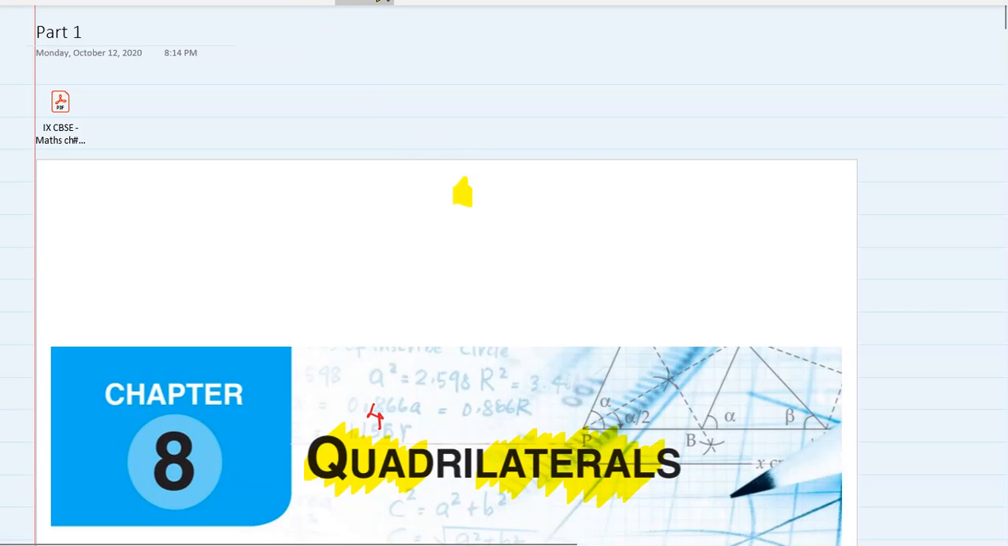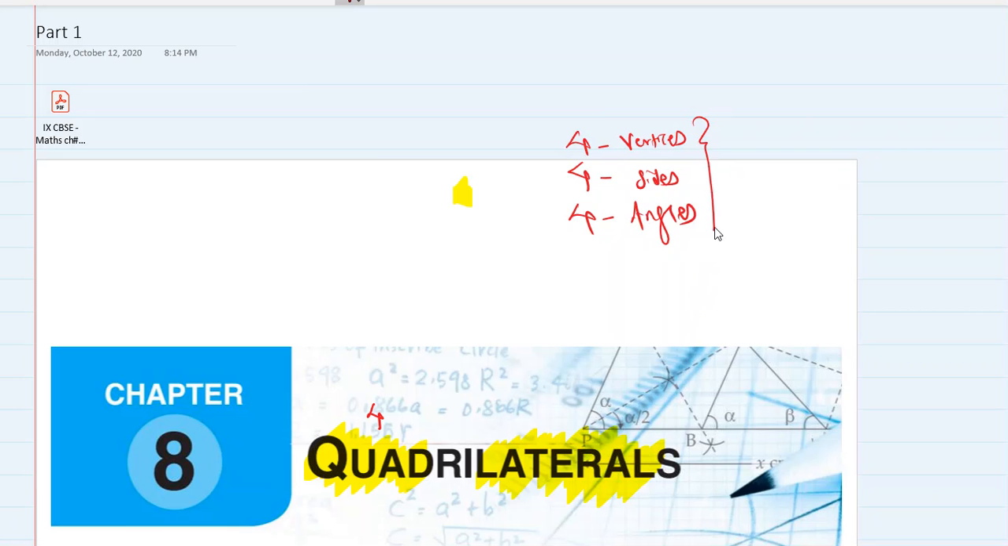So in a quadrilateral we have got four sides, actually first four vertices, that is four non-collinear points, four sides, four angles, interior angles I'm talking about, and apart from these parts it has got two diagonals. Okay, so we are going to study about them in detail.